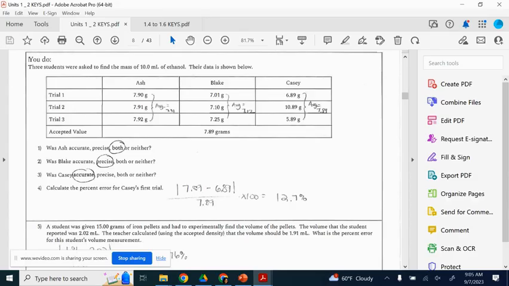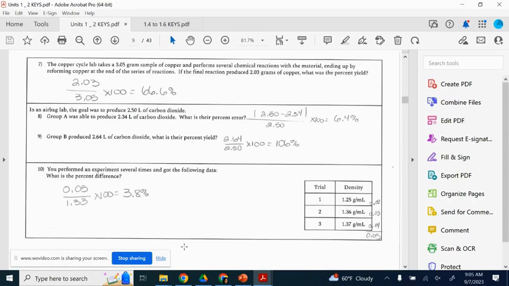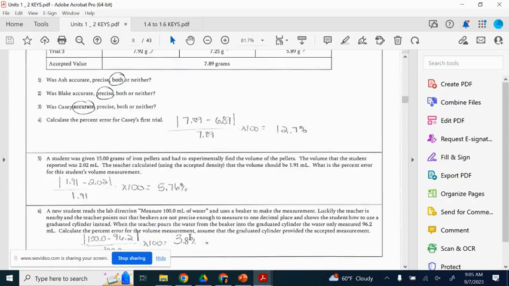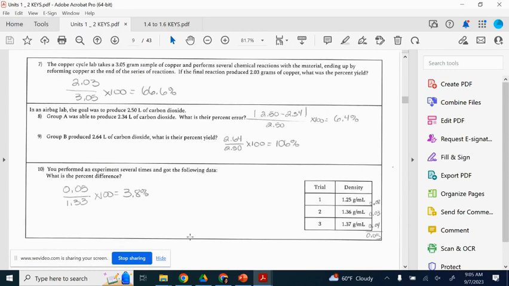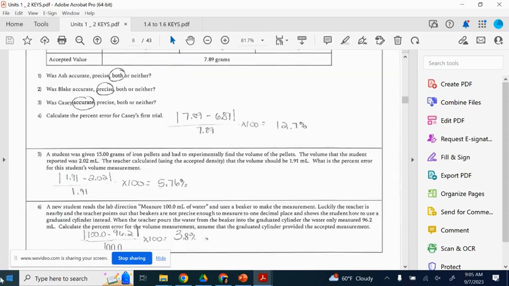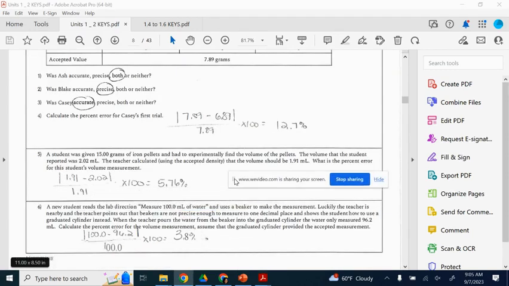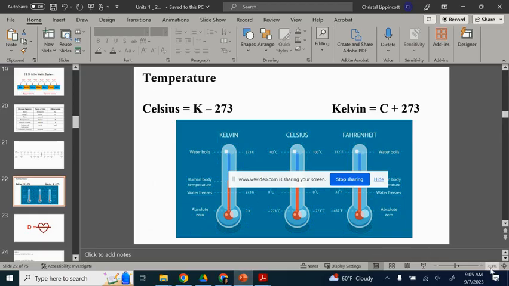So number 6 on the original answer key, I had the wrong value down here. It should have been 100 on the bottom, and then the answer should have been 3.8%. So sorry about that. I got it fixed and uploaded a new version to Classroom, but I don't know if it stuck or not. All right, let's try this again.